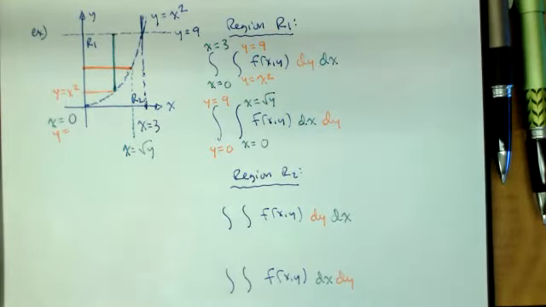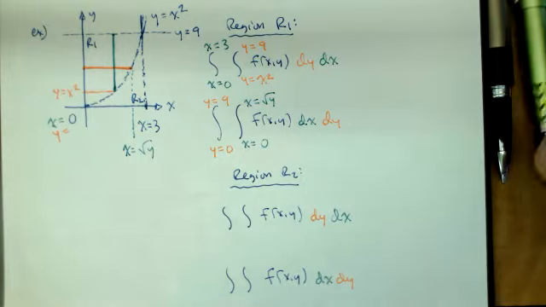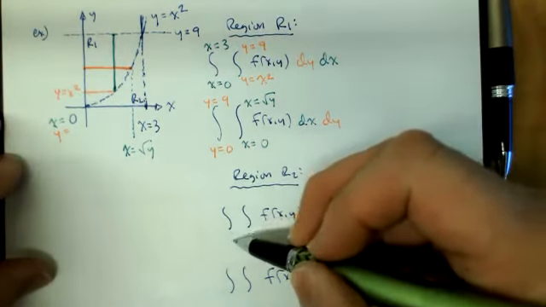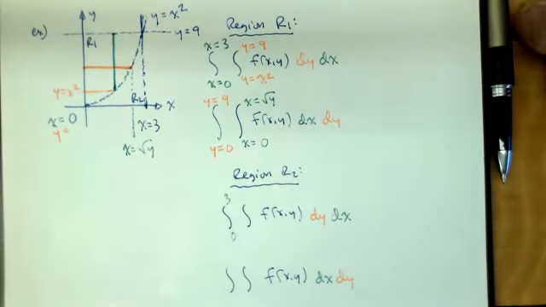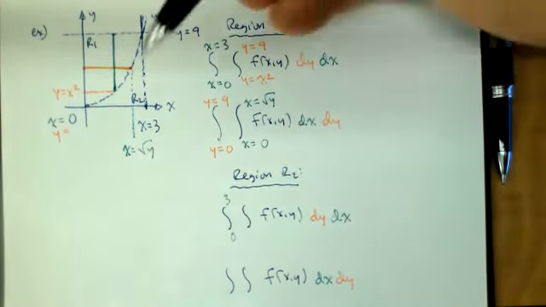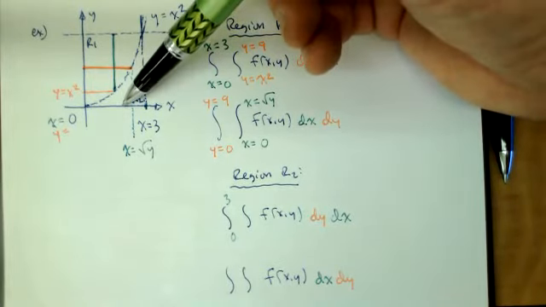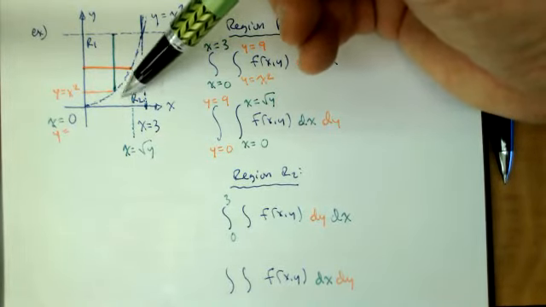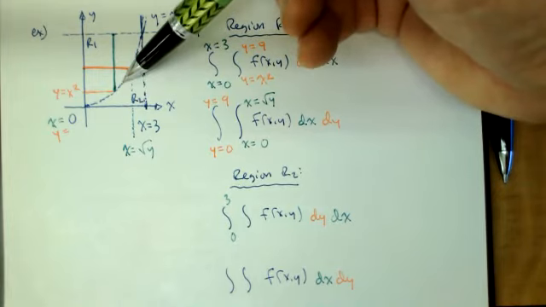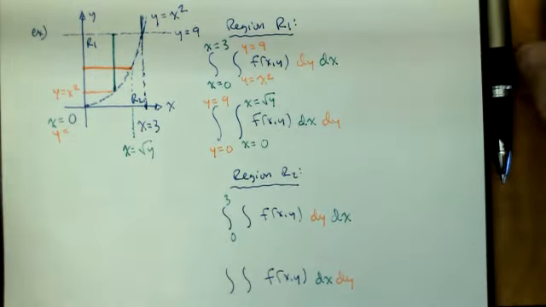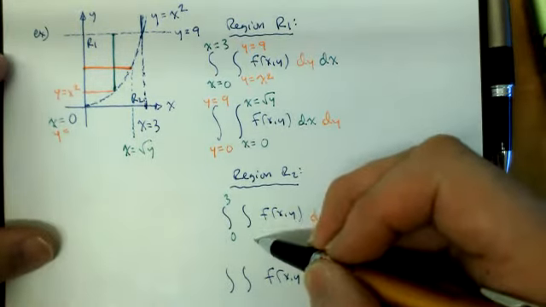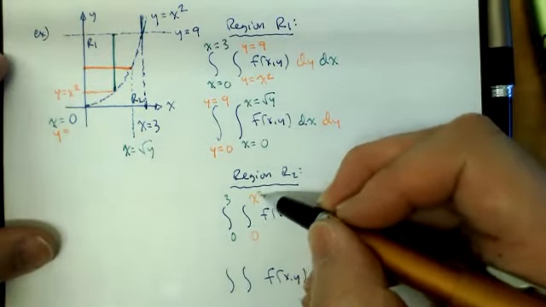Dx is the last integral, so that's the one that has to be the constants. And as far as constants go, x still goes from 0 to 3 for region R2. So now we're going to pick a typical x value and see where the y value starts. If we pick a typical x value, we can see that the y starts off at 0, and the highest y is x squared. So the y's will start off at 0 and go up to x squared.